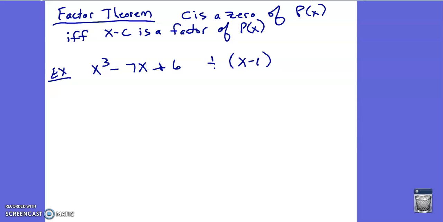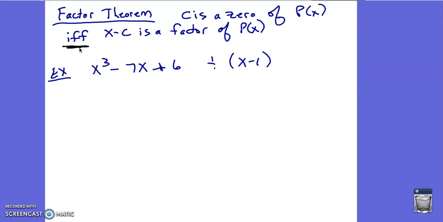And then let's learn another theorem. It's called the factor theorem. And we've already mentioned this. I mentioned this a couple problems ago. So c is a 0 of the polynomial if and only if, that's what IFF stands for, if and only if x minus c is a factor of p of x. So if we absolutely know x minus c is a factor of it, then we know that c is a 0 of that.